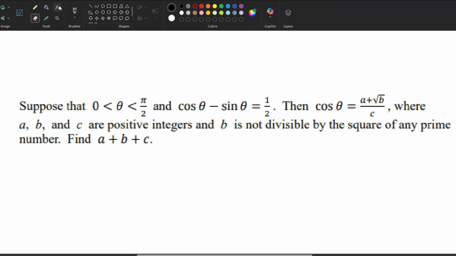Okay, day 11, maybe? Day 12? I don't know. Okay, let's go.